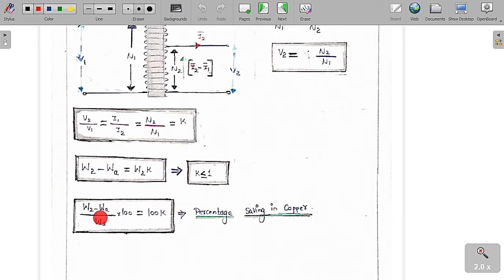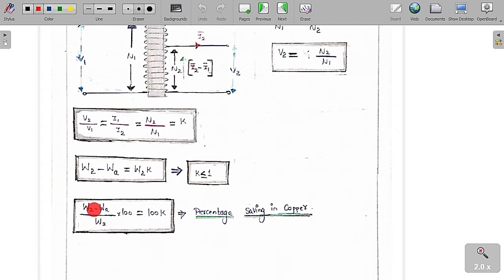Now I have already told you the copper weight in two-winding transformer minus copper weight in auto transformer by copper weight in two-winding transformer into 100 is equal to 100 into K, where K is called the transformation ratio. K is nothing but the inverse of the turns ratio of the auto transformer. So this is called the amount of copper saving.